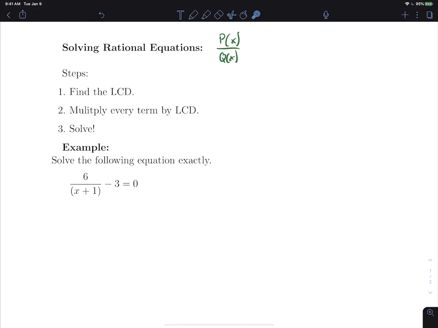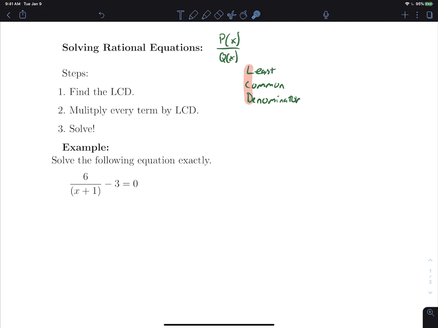Here are the steps. The first step is to find the LCD. The LCD, of course, meaning least common denominator. Then we're going to multiply every term by that LCD, and then we're going to solve.